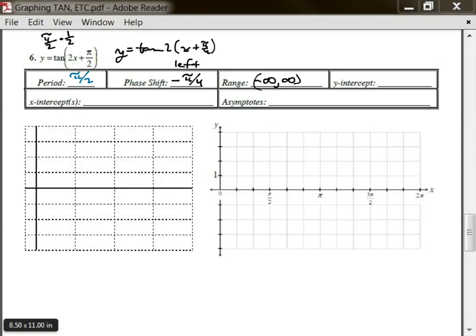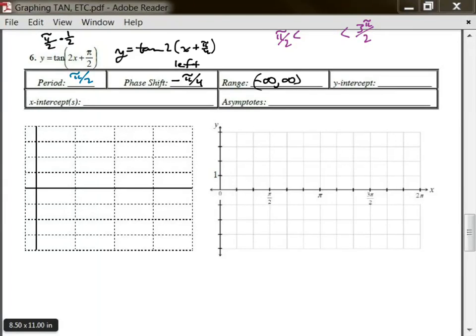Let's find our asymptotes. So we're going to take the normal asymptotes for tangent, which are, no, I'm sorry, not 0, pi over 2 and 3 pi over 2. Well, they're not normal. You actually could take any two consecutive asymptotes to figure this out.